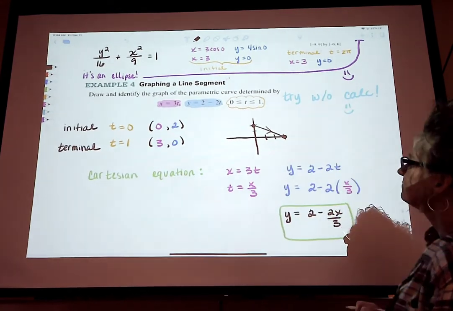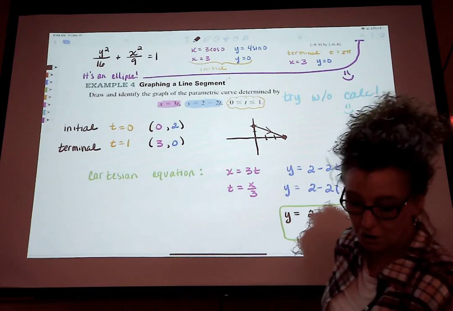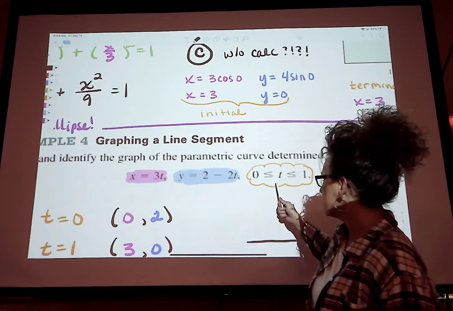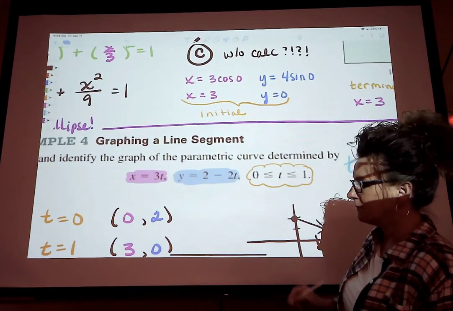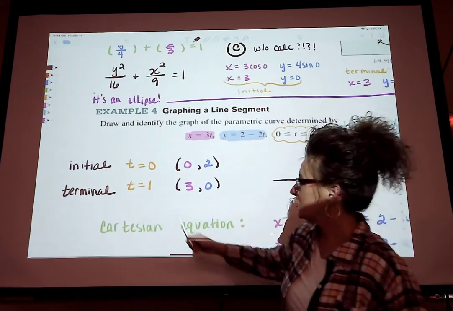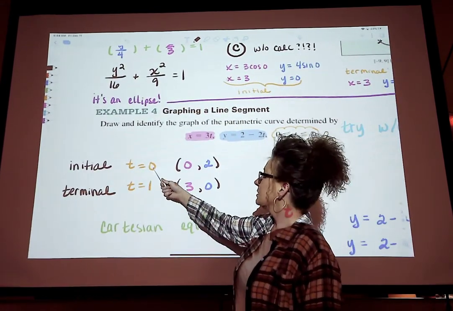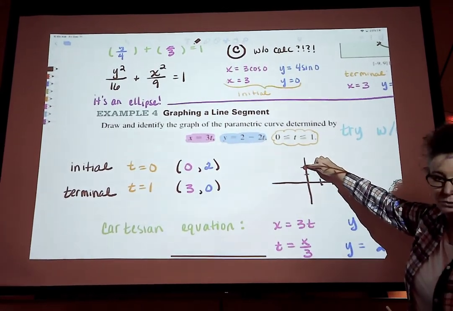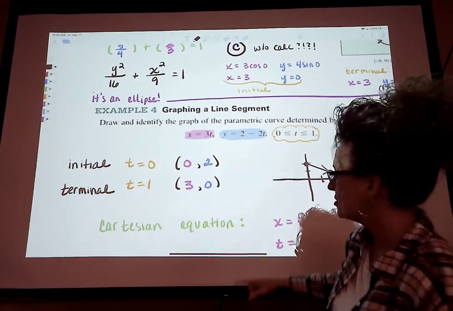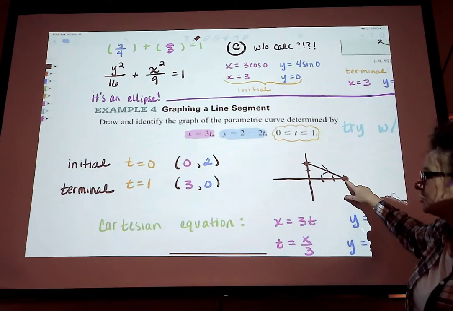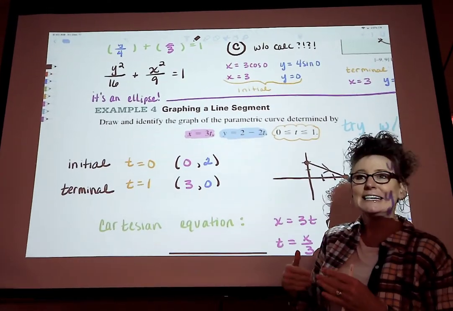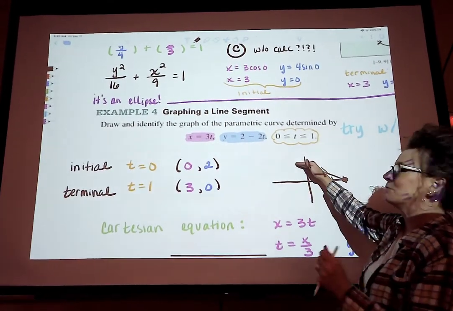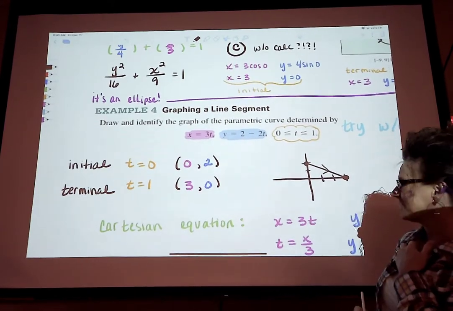Okay, last one. No trig this time. Here's my x function in terms of t, y function in terms of t. Let's start at 0 and only go to 1. So you can see my initial position, sub in 0. So we started at the point 0, 2. Terminal position, sub in 1. Terminal position was 3, 0. And it's pretty easy to tell if you start here and you end here, the direction had to be this way. Kind of common sense tells us that.